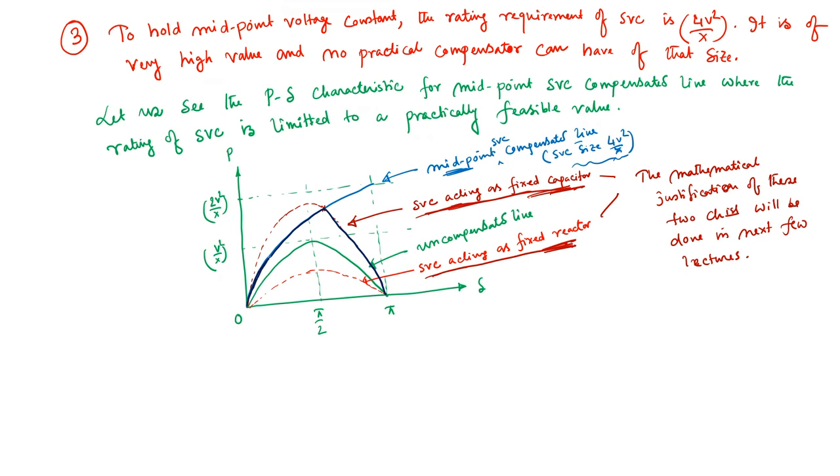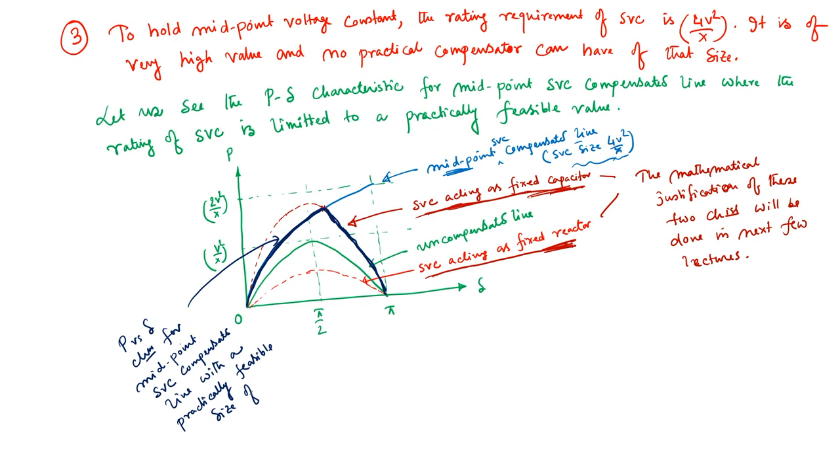So, I will increase the breadth of this line like this. So, this will be the P versus delta characteristics for midpoint SVC compensated line with a practically feasible size of SVC. So, the characteristics definitely is above the uncompensated line, but it will not follow this midpoint compensated line, rather this will follow this.